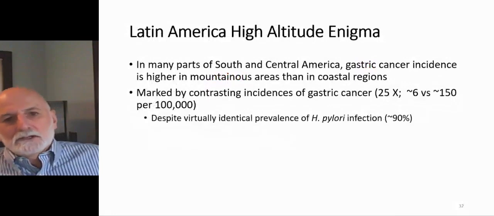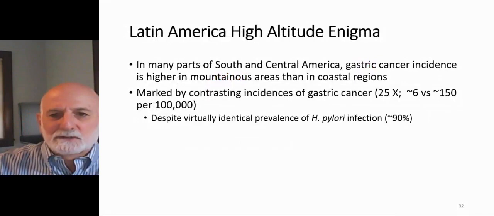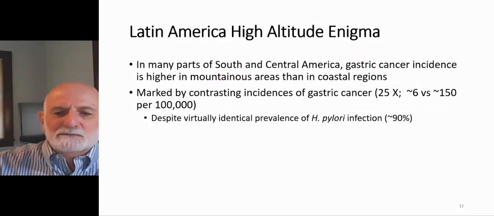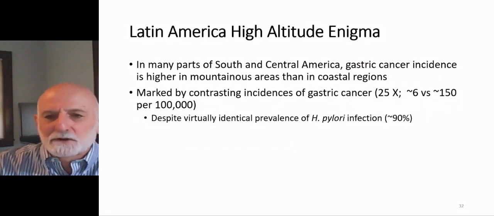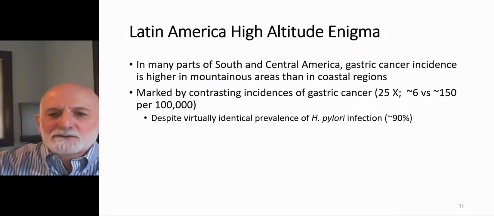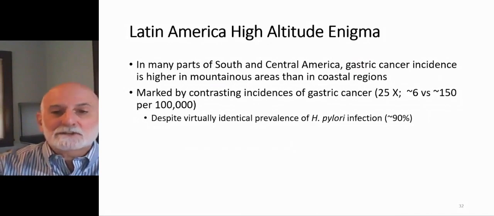So in many parts of South and Central America, the incidence is much higher in the mountains, as I said. In our two populations, and I'll show you where they are in a second, the H. pylori infection rates are about 90%. But on the coast, the incidence is about 6 per 100,000, while in the mountains, with the same infection rate, it's about 150 per 100,000. So it's a 25-fold increase in gastric cancer incidence.